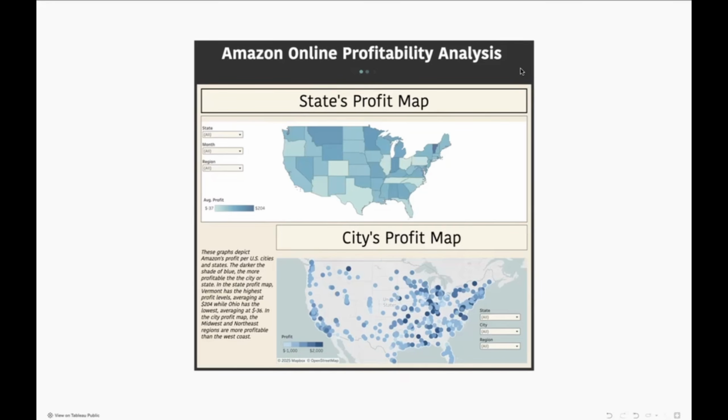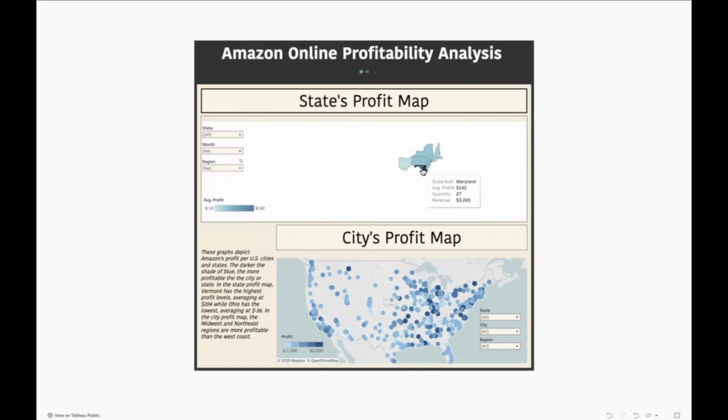There's also an option to focus on a specific state or region during a certain month. For example, if I wanted to check the Northeast profitability during February, I could select that option and it would show me like so. Now you can see that the most profitable state in the month of February in the Northeast region would be Maryland, and the least profitable would be Ohio at an average profit of negative $7.